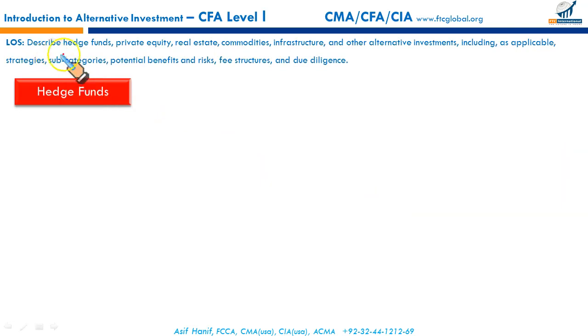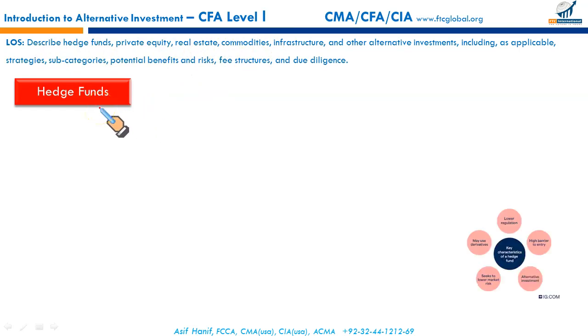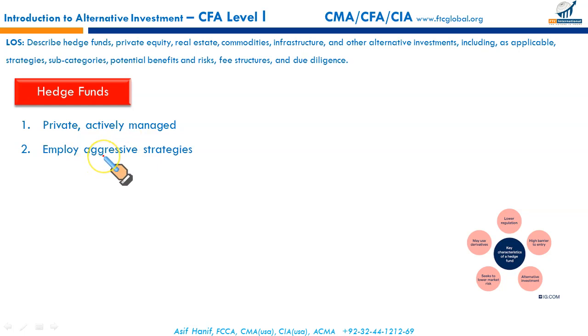Your next LOS says describe hedge funds, private equity, real estate, commodities. Now we will discuss all of these one by one. Hedge funds are private, actively managed investment vehicles that capitalize on various investments. They often use aggressive strategies across a variety of asset classes. They use derivatives, high leverage, arbitrage, and other investment strategies that are normally not available to traditional fund managers.